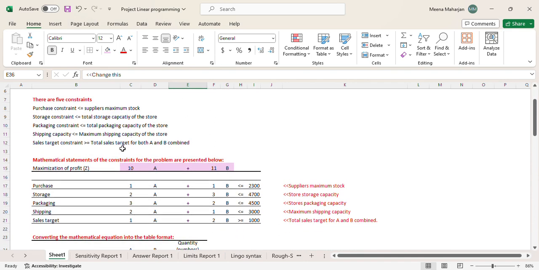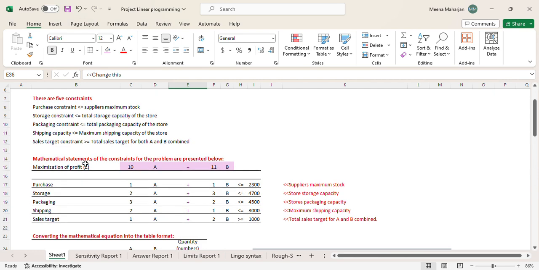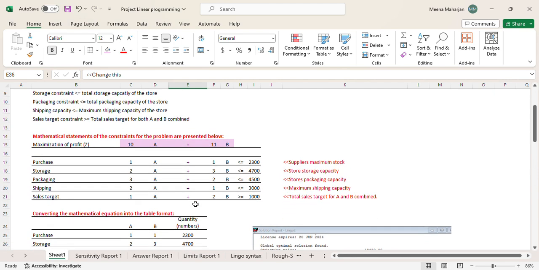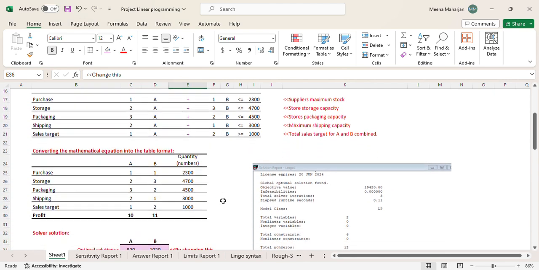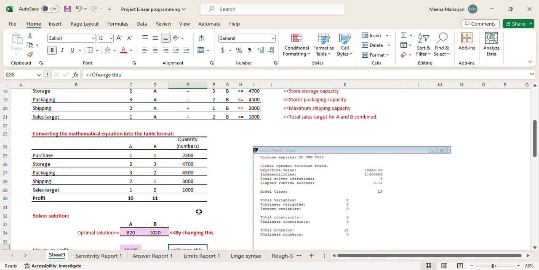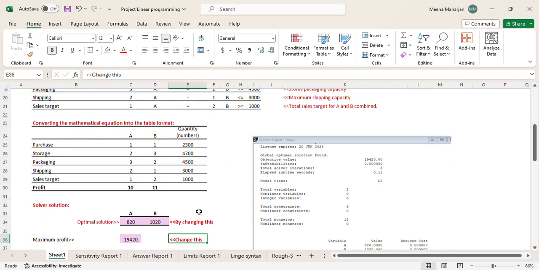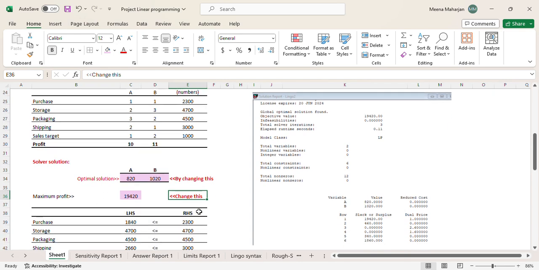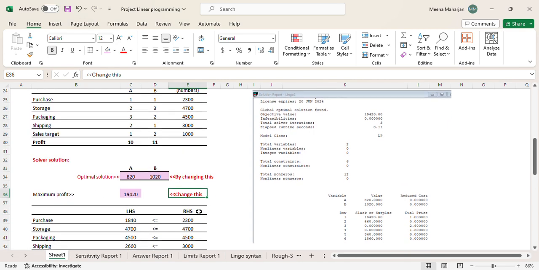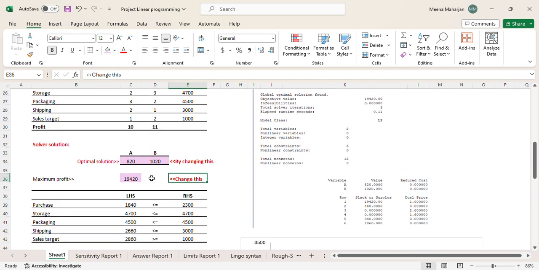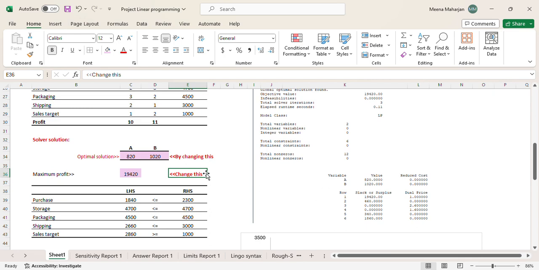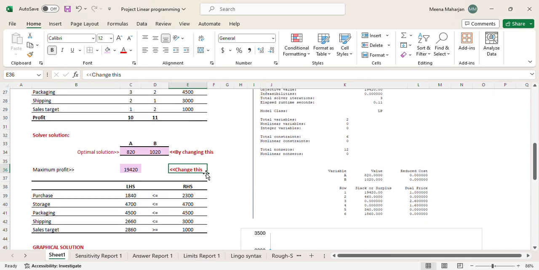So the same problem that I just stated above is represented in the mathematical equation format over here and the table format over here, so that we can easily calculate later on. After running our calculations, our optimal solution for A is 820 units and B is 1020 units, and the maximum profit we have is 19,420. So this is the solution that we got from the solver.